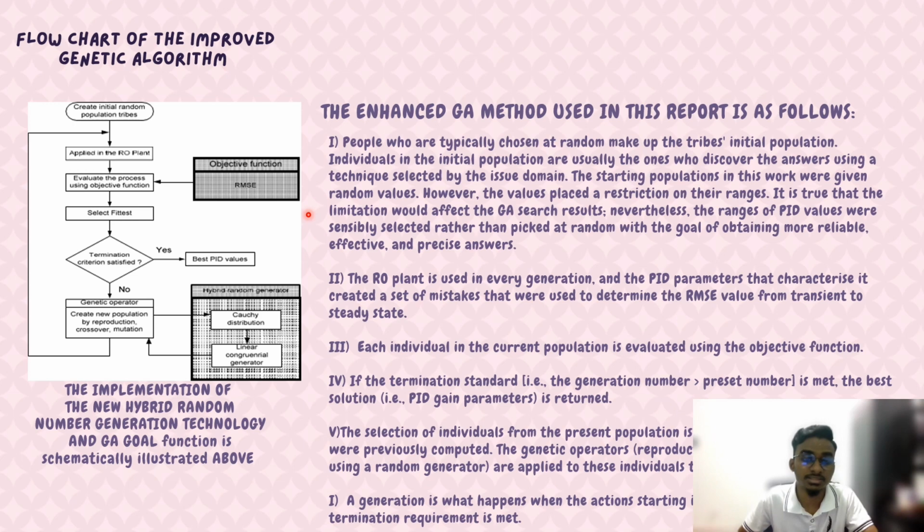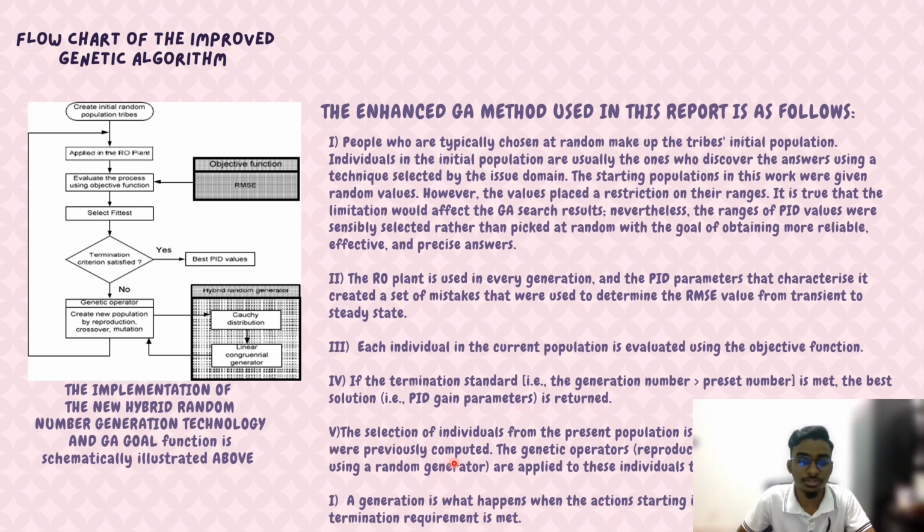The second is that the RO plant is used in every generation, and the PID parameters that characterize it create a set of errors that were used to determine the RMS value from the transient to the steady state from the equation. Each individual in the current population is evaluated using the objective function. And the fourth is that if the determination standard, for example the generation number, is more than the present number, it is made the best solution, and then the PID gain parameters are written.